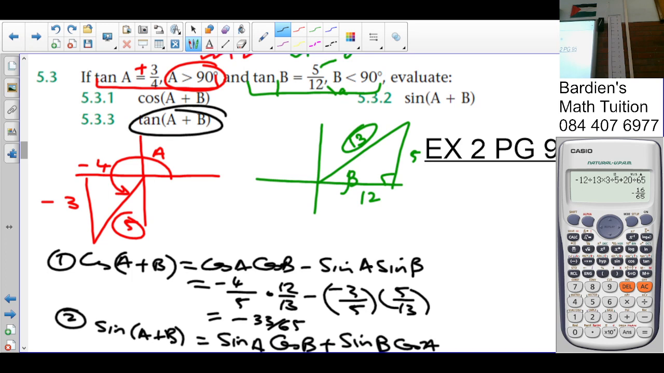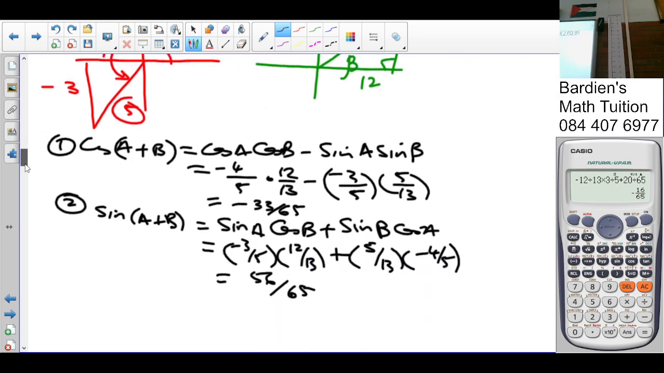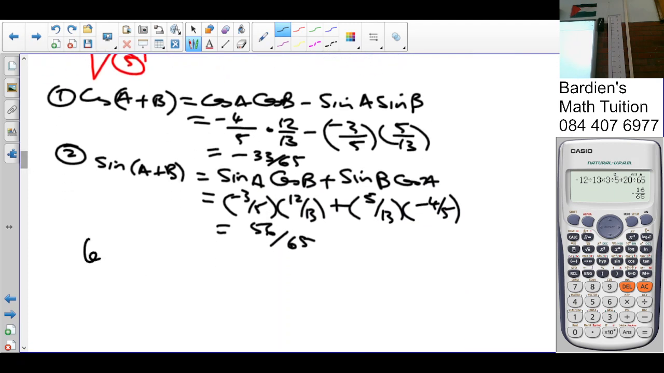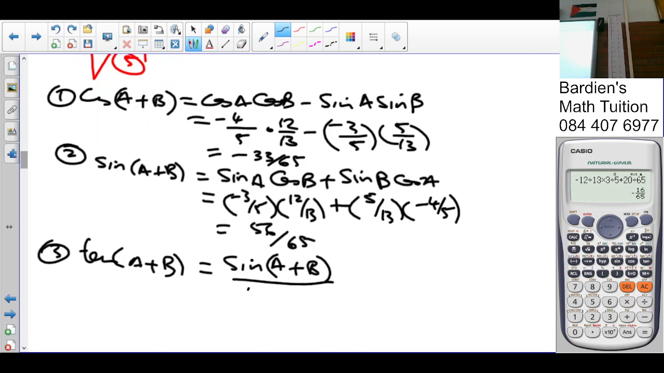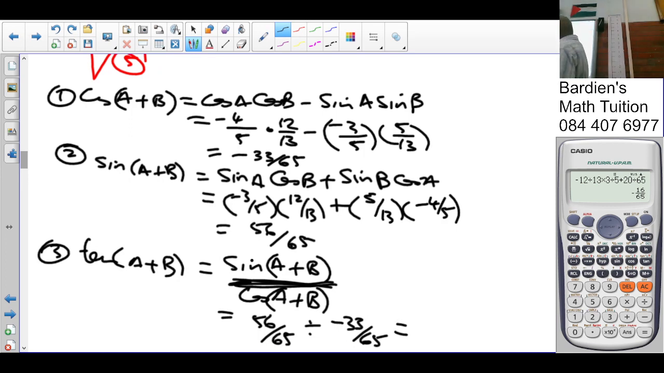Okay. Now coming to question 5.3.3. We don't have a tan compound angle formula, but we know that tan is sine over cos. So it's sine A plus B over cos A plus B. Can you see that? But sine A plus B we worked out to be negative 56 over 65, divided by cos A plus B, which is negative 33 over 65. Which gives us an answer of 56 over 33. Okay. Is that right?